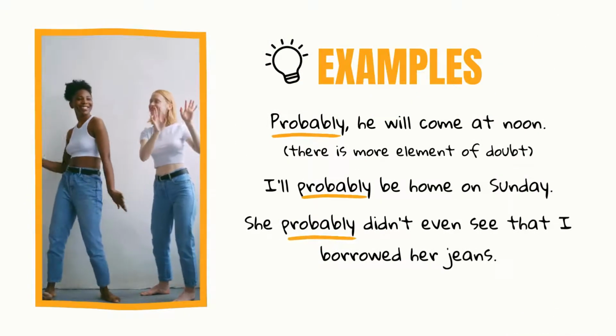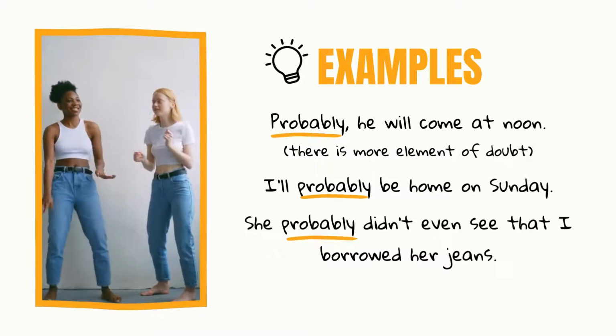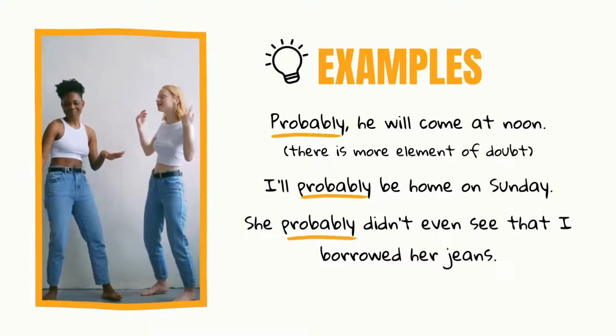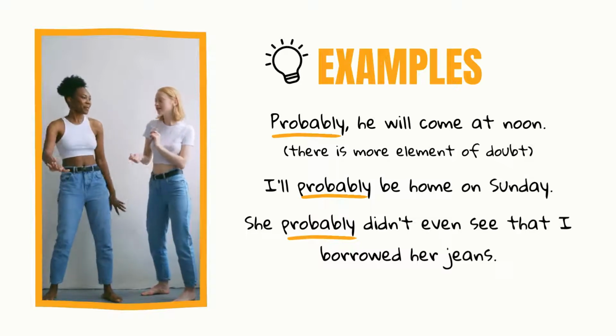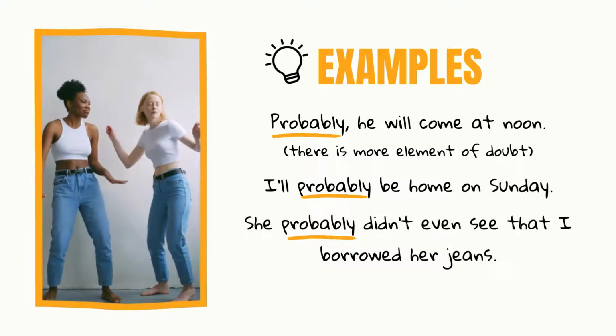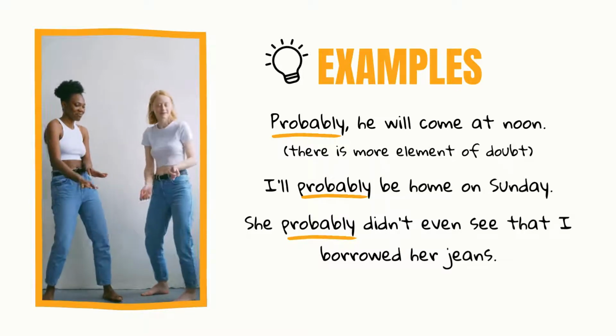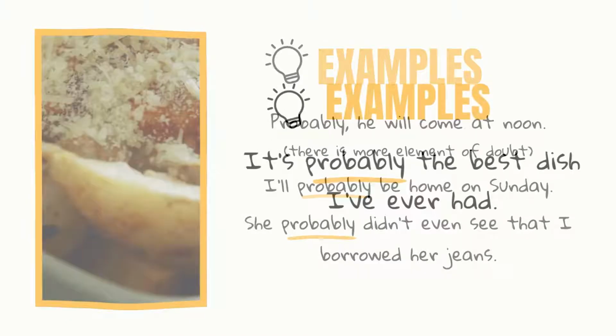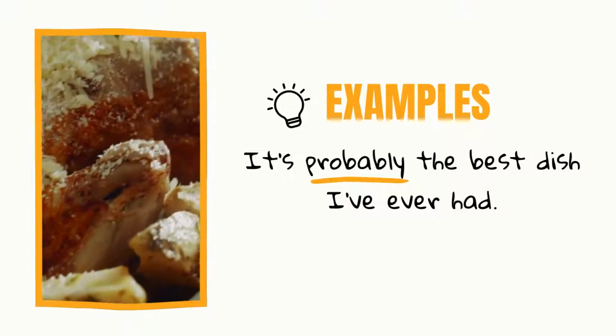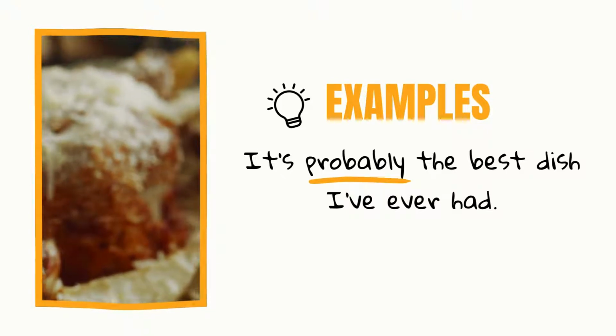Probably he will come at noon. There is more element of doubt. I'll probably be home on Sunday. She probably didn't even see that I borrowed her jeans. It's probably the best dish I've ever had.